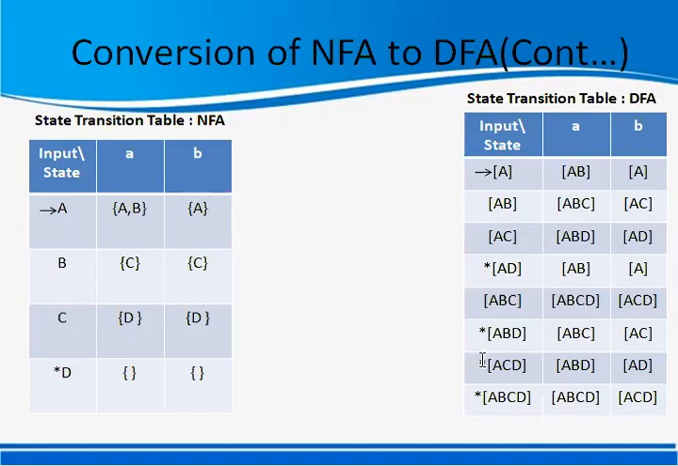So now we will see transitions on ACD. On input small a, the union of A, C, D will give ABD. On input small b, the union of A, C, D will give AD. Now we have explored ACD.